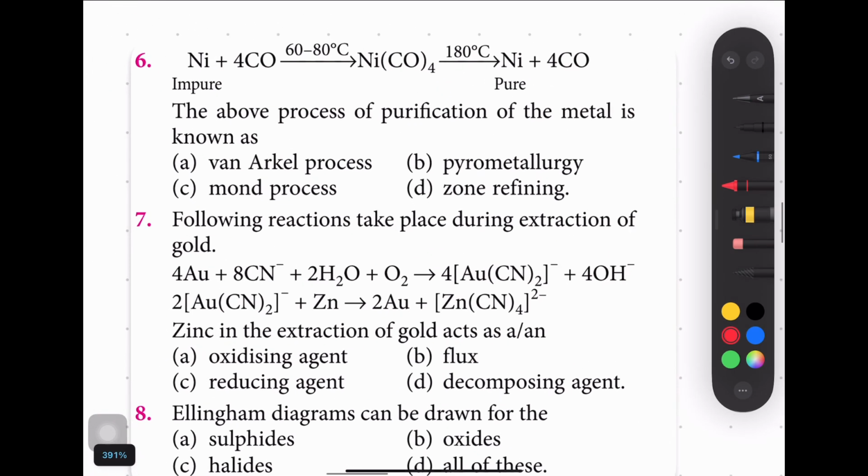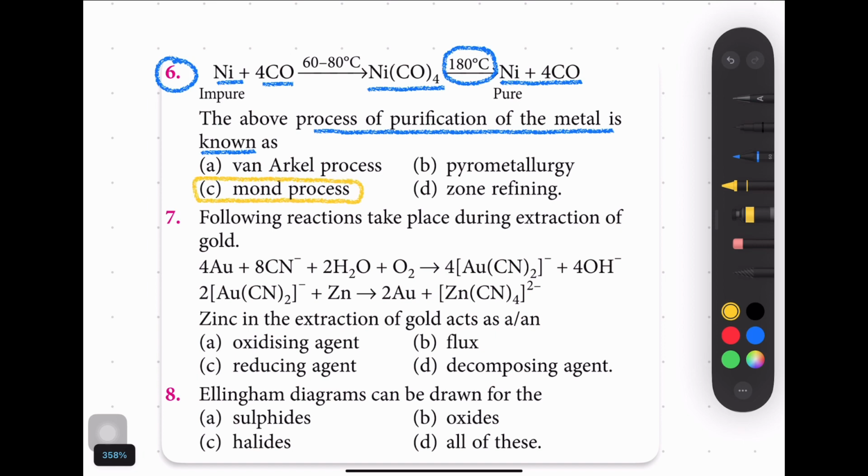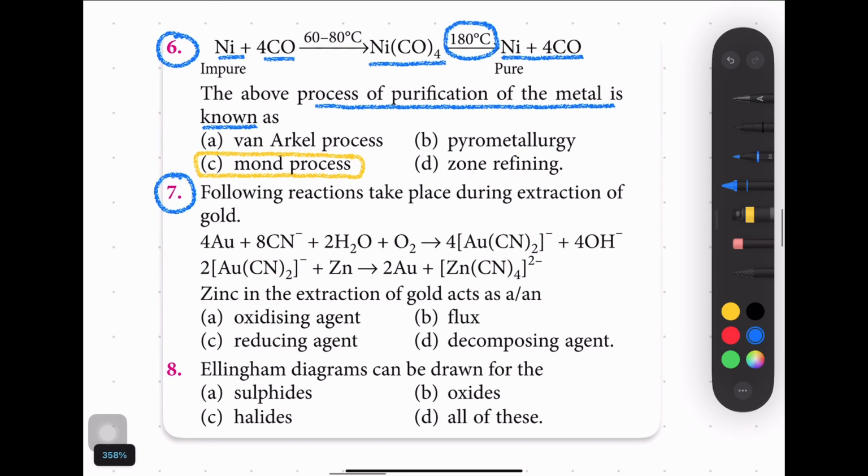Let's see this question. Nickel plus CO forming Ni(CO)4 complex, and at 180 degrees centigrade this complex is further dissociating into nickel and carbon monoxide. The above process of purification of the metal is. So we know that the nickel purification method is the Mond process. So the correct answer should be Mond process. Let's move to the next question, number 7.